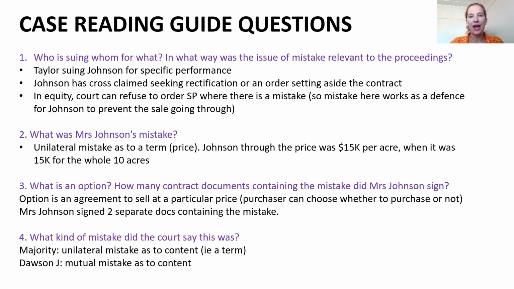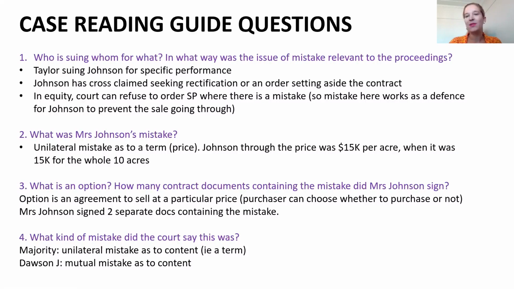So if we go through now the case reading guide questions that I had there for you, the first one was around who's suing whom for what. In this instance, Taylor is suing Johnson for specific performance. They want that land at the value of $15,000. And here Johnson has cross-claimed seeking rectification or an order setting aside the contract. Now, the rectification action part of the case was actually dropped or abandoned by Johnson, and we'll come back to that in a later question.